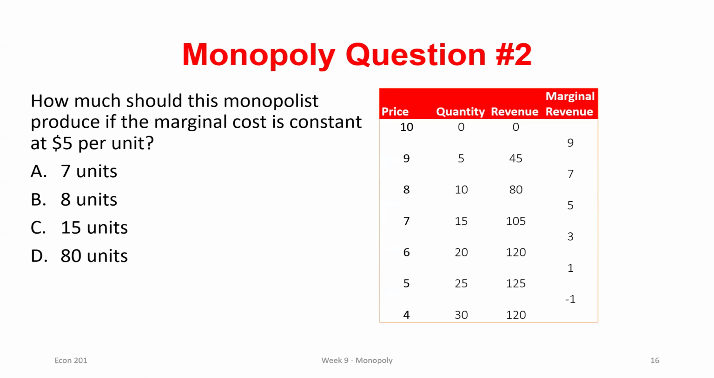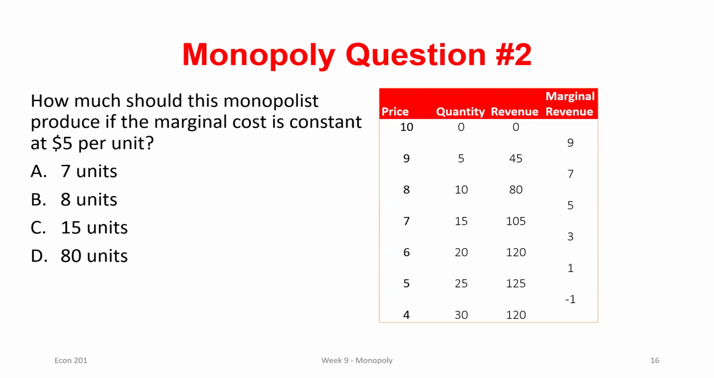Will I produce the next 5, going from 5 to 10? Well, marginal revenue is 7. My marginal cost is 5, so yes. What about those next 5, going from 10 to 15? Well, my marginal revenue is 5. Is that greater than or equal to my marginal cost? It's equal, so yes, I'll produce those next 5. Will I go from 15 to 20? Well, now my marginal revenue is below my marginal cost, so no. So I don't produce the 20th unit, I stop at 15 here.